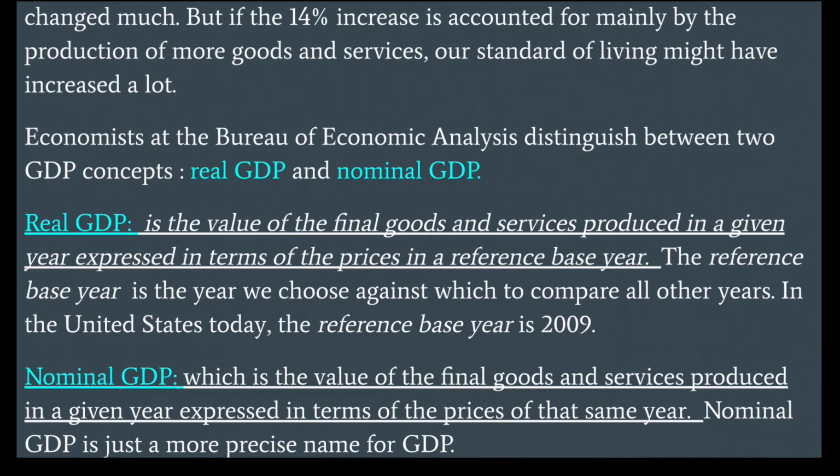Economists at the Bureau of Economic Analysis distinguish between two GDP concepts, real GDP and nominal GDP. Real GDP is the value of the final goods and services produced in a given year expressed in terms of the prices in a reference base year. The reference base year is the year we choose against which to compare all other years. In the United States today, the reference base year is 2009. Nominal GDP is the value of the final goods and services produced in a given year expressed in terms of the prices of that same year. Nominal GDP is just a more precise name for GDP, the GDP calculated for that year.